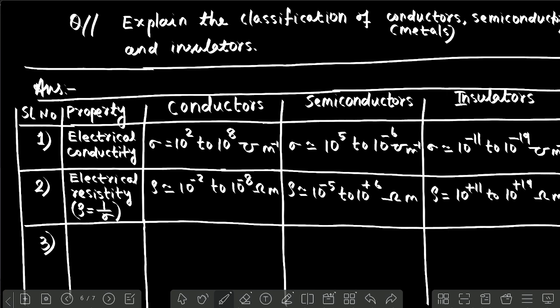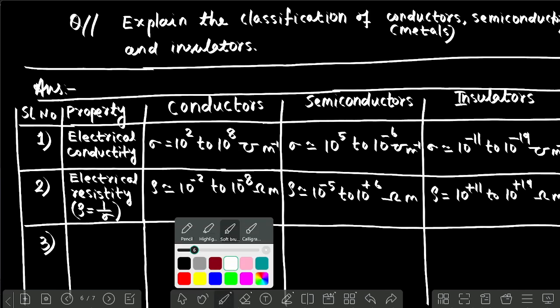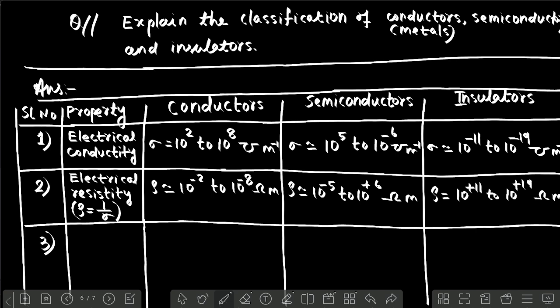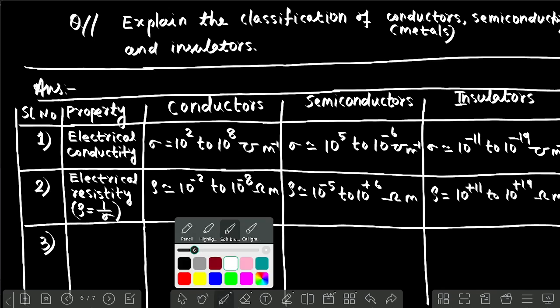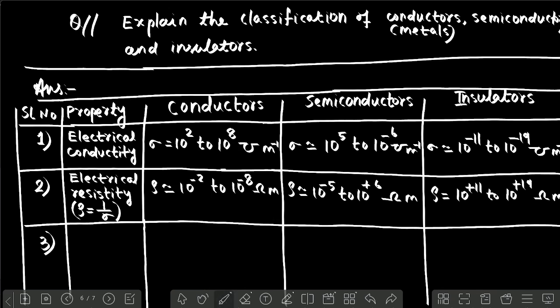Classification of conductors, semiconductors and insulators. You try to explain conductor, semiconductor, insulator, as they are different, with different properties. This is the question here. First, write according to electrical conductivity how conductor, semiconductor, insulator are classified. According to electrical conductivity.